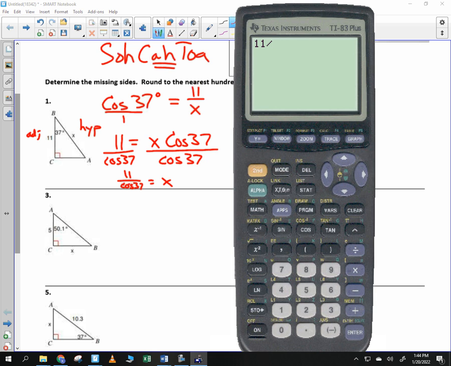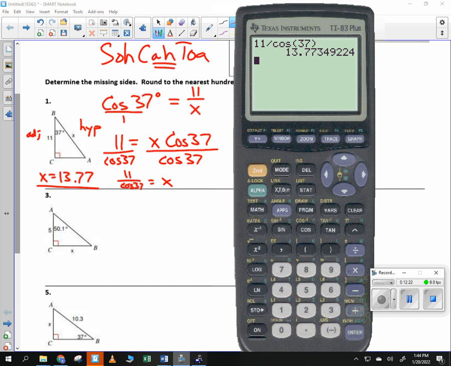Take 11 and divide it by the cosine of 37 and you get 13.77. Does it make sense that it is longer than 11? Yeah, it's the hypotenuse. It should be longer. You take 5 minutes and try to work through a couple of these problems right here, and then we have to move on to the next part. Ready, set, go. Wait, is there another side for you to find?